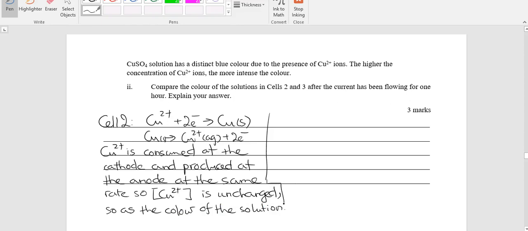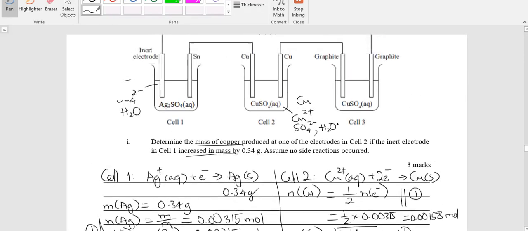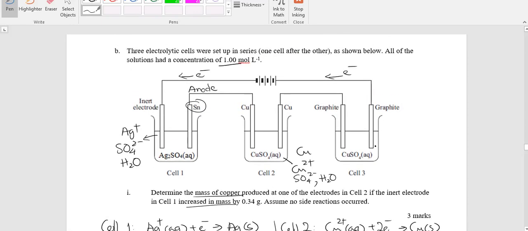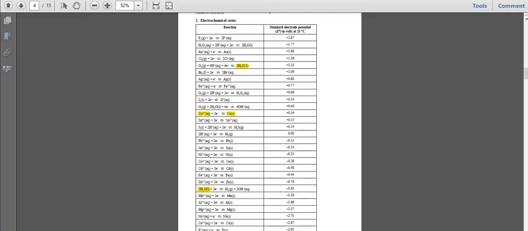Now, if we do the same, if we look at cell 3, the main difference between cell 2 and cell 3 is that cell 3 doesn't have copper as the electrode. The electrode is actually graphite, which means that I need to highlight again. I no longer have Cu, I only have Cu2 plus, and I have H2O.